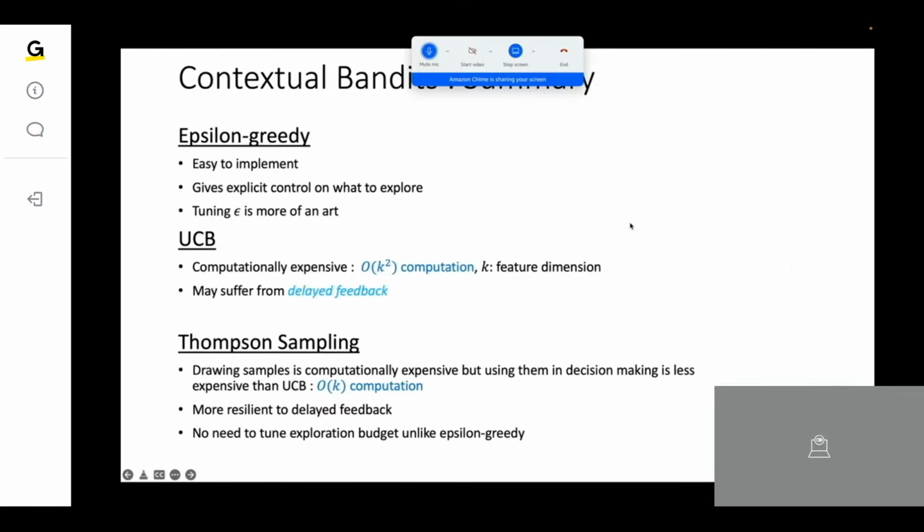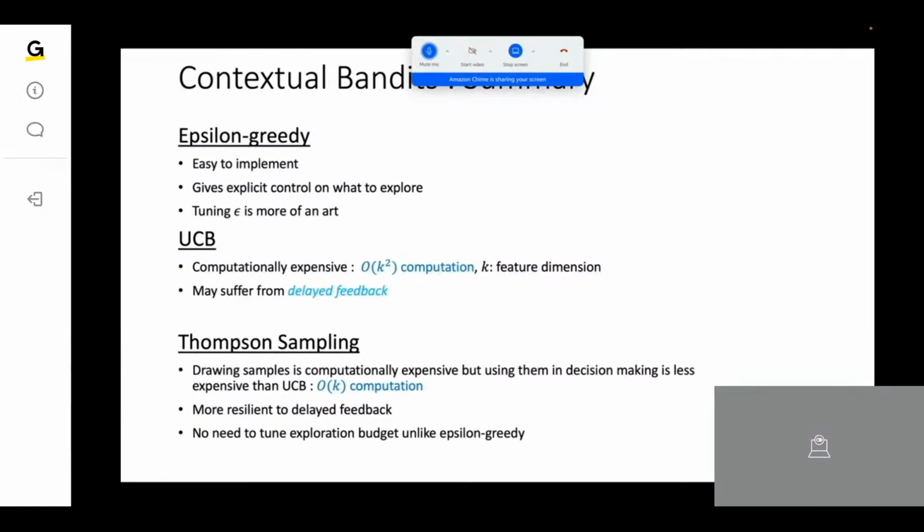We'll now conclude our part of the talk with a summary. When we look at epsilon greedy, it is easy to implement. It gives explicit control on what to explore and when to explore. But tuning the exploration budget is hard, and we may be over- or under-exploring without even realizing that this is happening.